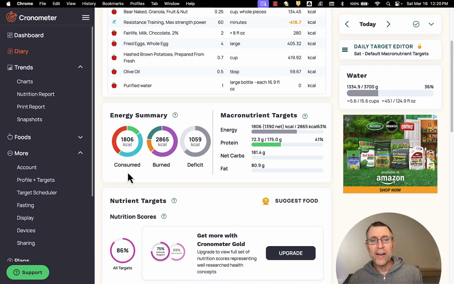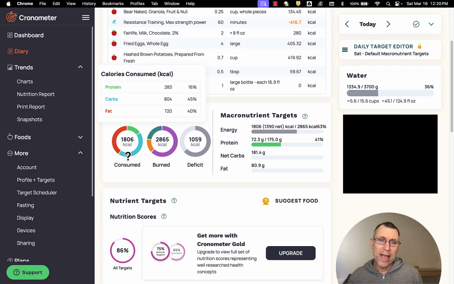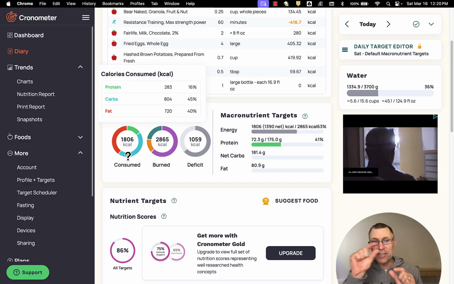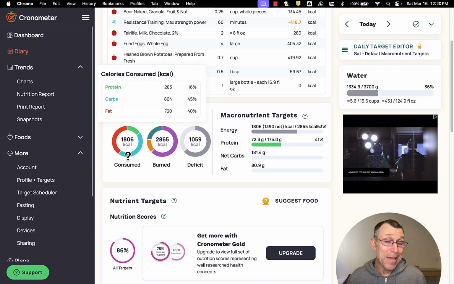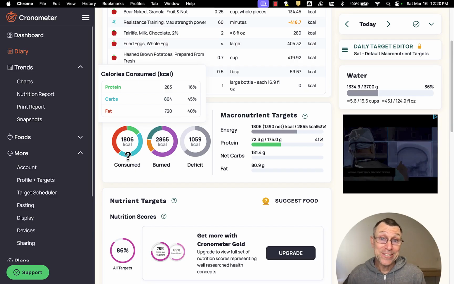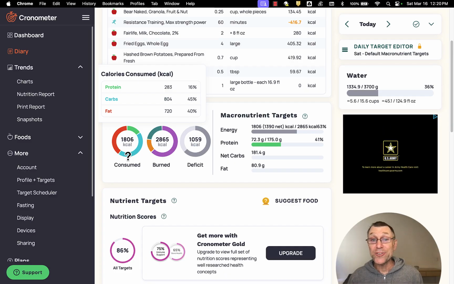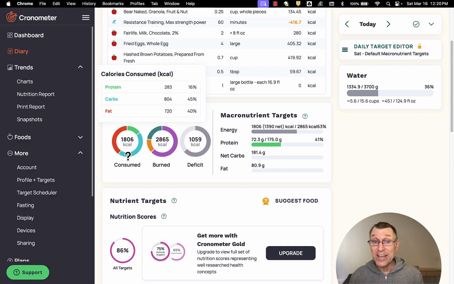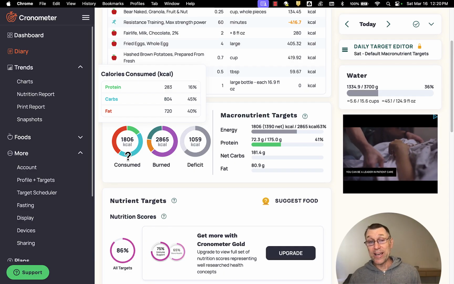If we hover our mouse over this graph, you'll notice a pop-up window just above it, and it gives us some detail about our macronutrients. The green part of that bar graph is protein. So far, 283 calories worth of protein, or 16% of my total intake so far. Carbohydrates, the turquoise section, 800 calories and 45% of my diet overall. And fat is 720 calories and 40% of my diet overall.